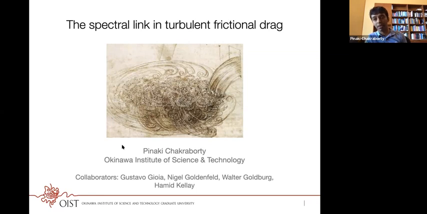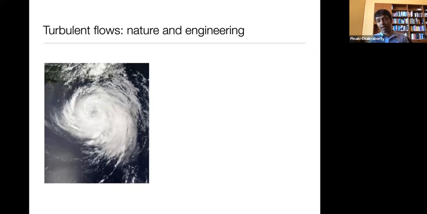For today's talk, the aspect of spectral link that I'll focus on is frictional drag, turbulent frictional drag. By means of introducing why one would care about frictional drag, let me just pick two examples. The first example I'll pick is from nature. Here's a satellite image of a tropical cyclone. A tropical cyclone is, of course, an extremely turbulent flow. This turbulent flow experiences a lot of friction with the ocean underneath. This parameter, the turbulent friction between the tropical cyclone and the ocean, is a crucial parameter that determines the intensity of the tropical cyclone. So that's an example from nature.